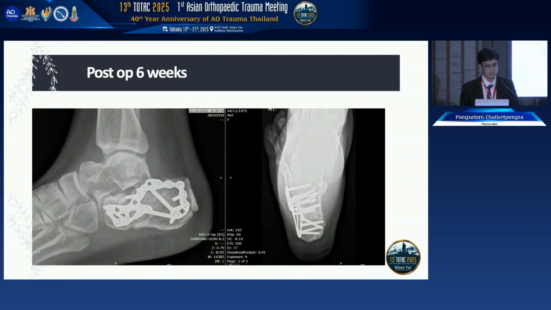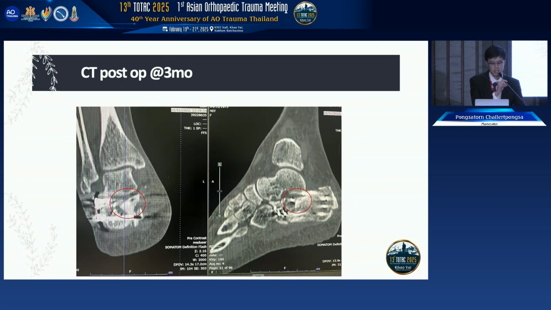In this case, I did a calcaneal ORIF, but the postoperative X-ray showed articular stepping after the surgery. CT scan showed an unreduced medial fragment. This is a case example of a severely comminuted calcaneal fracture that even though we try so hard to fix it, the results may not be like you wish.